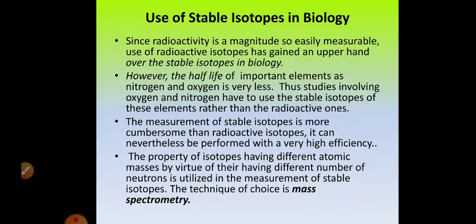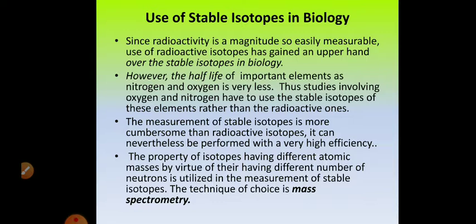Now let us today discuss measurement of stable isotopes. Why do we feel a need of using stable isotopes in biology? Since radioactivity is a magnitude which can be so easily measured, the use of radioisotopes in biology has gained an upper hand over stable isotopes. Even today, the use of radioisotopes in biology has an upper hand.